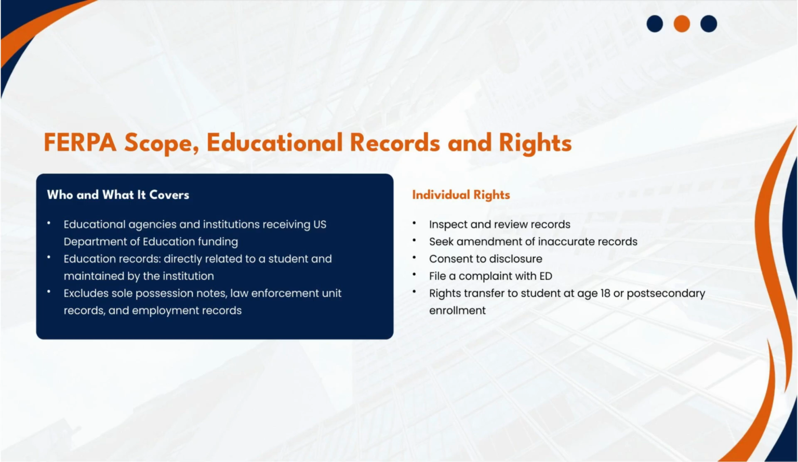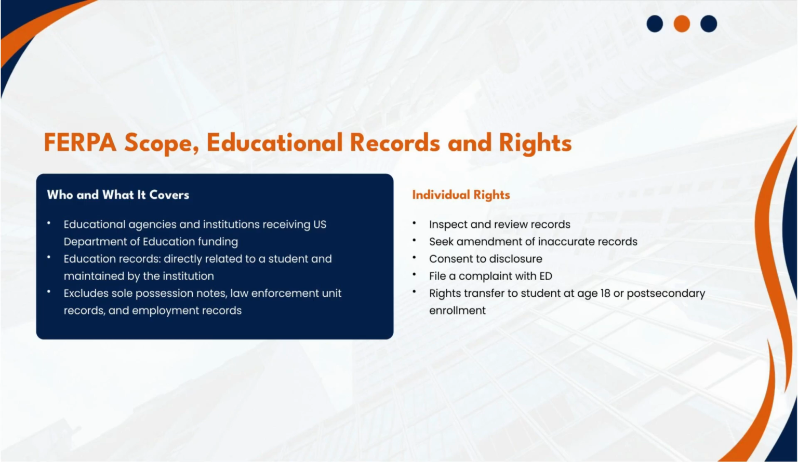Who's covered? Educational agencies and institutions receiving federal funds. Public schools, most universities. Notably, private schools that take no federal money generally aren't covered. What's protected? Education records. Records directly related to a student and maintained by the institution or someone acting for it. Grades, transcripts, disciplinary files, class schedules. And the exclusions matter. Sole possession notes, meaning a teacher's private memory aids not shared with anyone. Law enforcement unit records. Employment records where the person isn't a student. Treatment records at post-secondary institutions. And alumni records created after graduation.